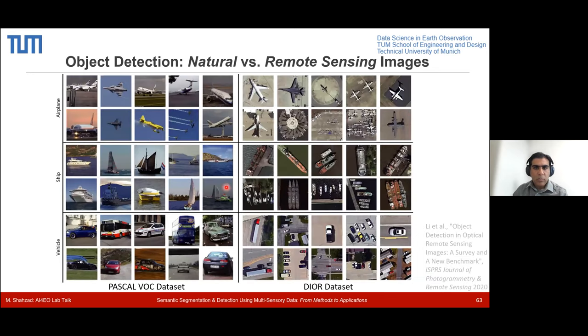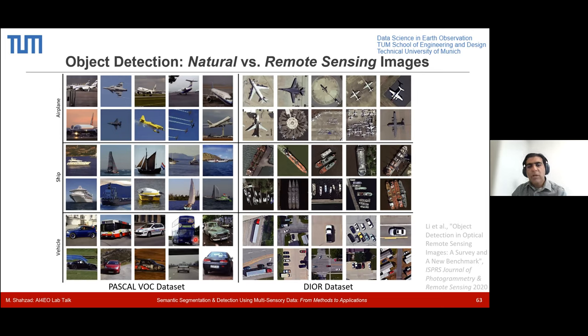Just to show you a comparison, this is the Pascal VOC data samples, and this is a dataset from aerial imagery. For example, the visual geometry of the aeroplanes looks like this from the natural images perspective, and from the top view they look quite different. Each object is quite different. For example, if you see these vehicles, from the top view their appearance changes quite a lot.